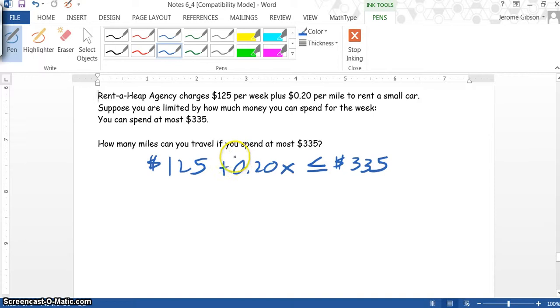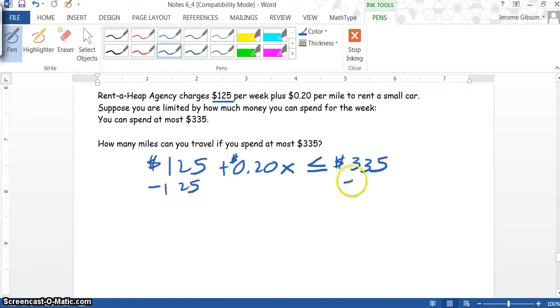I took the liberty of writing out the formula here. It'll be $125, which is your flat rate, and 20 cents, and then we'll let x be the mileage. Must be less than or equal to $335 because that's the most you can spend. So you can spend that amount or less. So now we need to solve for x.